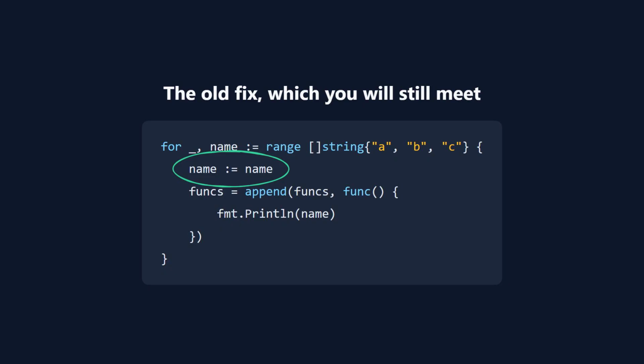On modern Go, this line is redundant, and Go Vet will not thank you for adding it to new code, but in older code it is load-bearing, and deleting it would reintroduce the bug. So when you see it, you now know exactly what it is doing and why it is there.